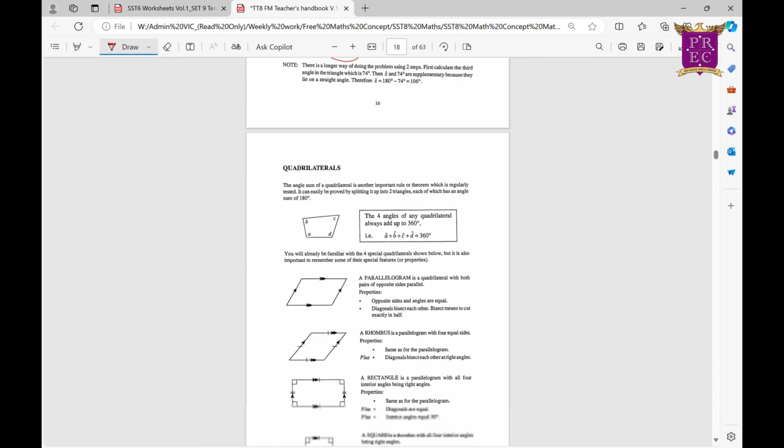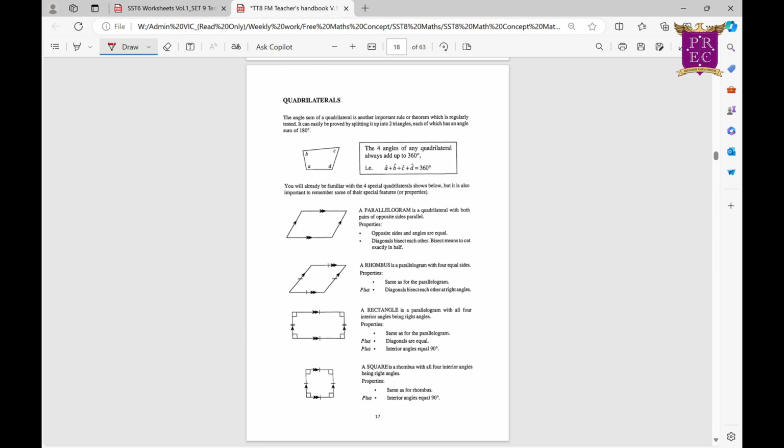Okay, quadrilaterals are shapes with four sides. So we've got a parallelogram, a rhombus, a rectangle, and a square. With a parallelogram, there are parallel sides, so these two are parallel and these two are parallel. The diagonals of the parallelogram bisect each other, which means to cut exactly in half.